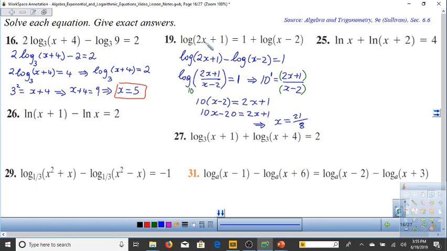We do 2 times 21 over 8 is 21 over 4, and 21 over 4 plus 1 will give us basically 6.25, which is 25 over 4. And then on the right hand side here, 21 over 8 minus 2 is 0.625. So if you were to do that little check on the calculator here, you will see that the left side works out to the log of 25 over 4, and the right side is 1 plus the log of 0.625. If you do those checks, you will see that they work out to be the same thing.